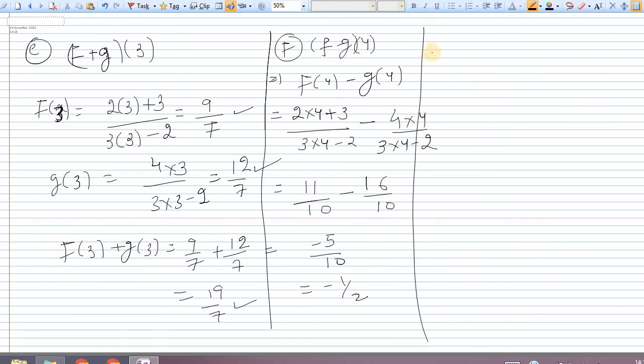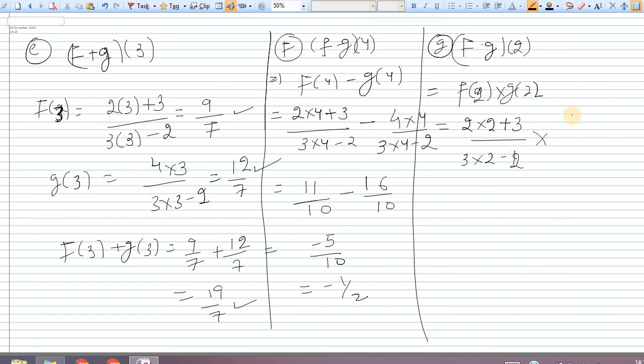Now coming to the next part, it says (f·g)(2). So it would be f(2) into g(2). So f(2) is (2·2+3)/(3·2-2), into 4·2/(3·2-2). So it would be (2·2+3) = 7 upon (3·2-2) = 4, multiplied by 8 upon 4. So it will cancel out as 2, and it will cancel out again as 2. So it would be 7/2.